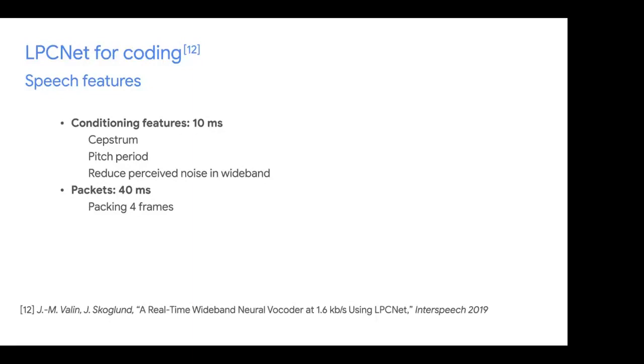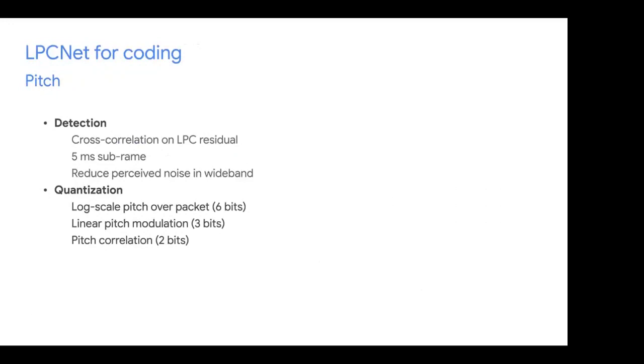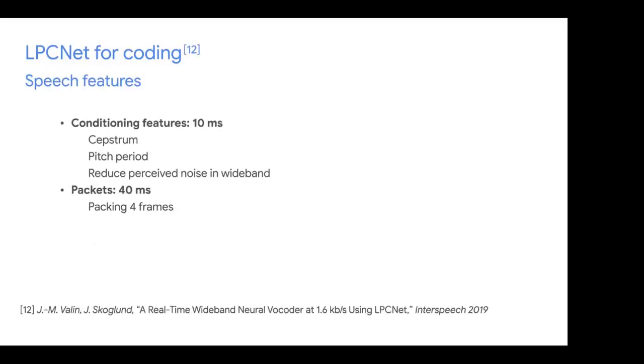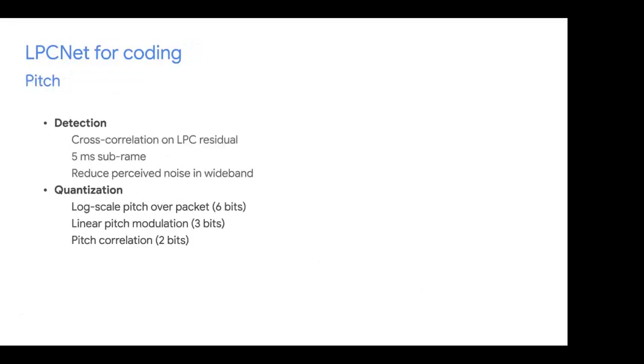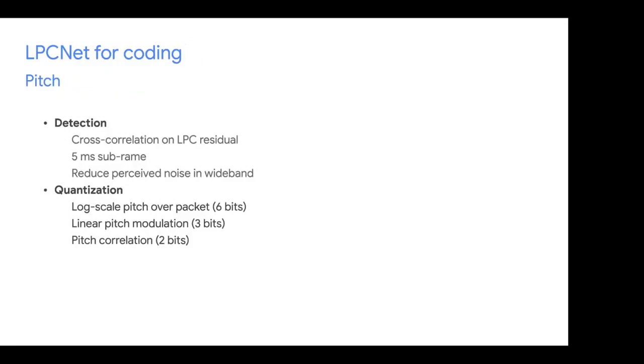The features we use are a cepstrum representation of the spectral envelope, a pitch and a pitch period. Oh, there is an error there. Let's see. We have a pitch. I think basically it's it, because the cepstrum also carries the gain. And yeah, the pitch period. What's missing here is the voicing, whether it's voiced or unvoiced, but the voicing is a correlation. It's a pitch gain, basically, how periodic it is. And how do we get the pitch? We do a simple cross correlation in the residual domain.